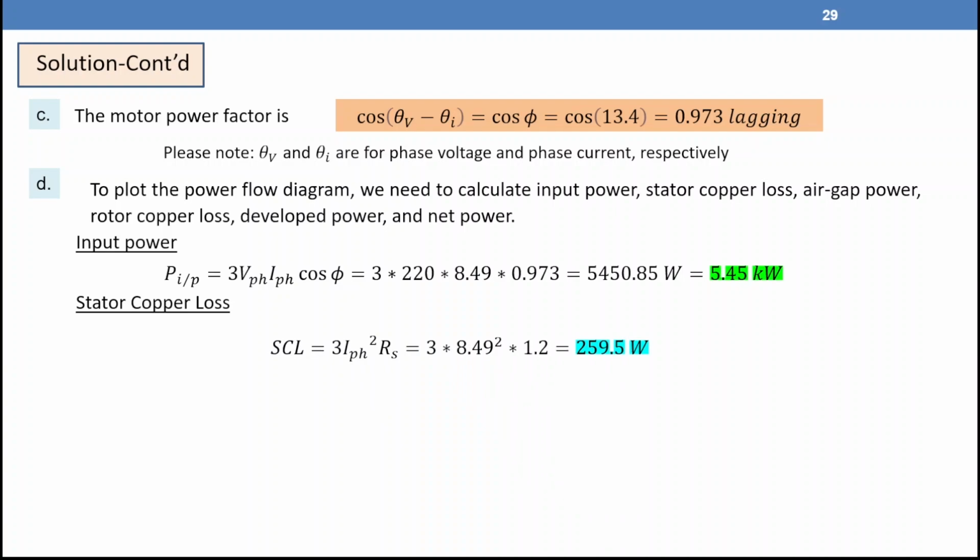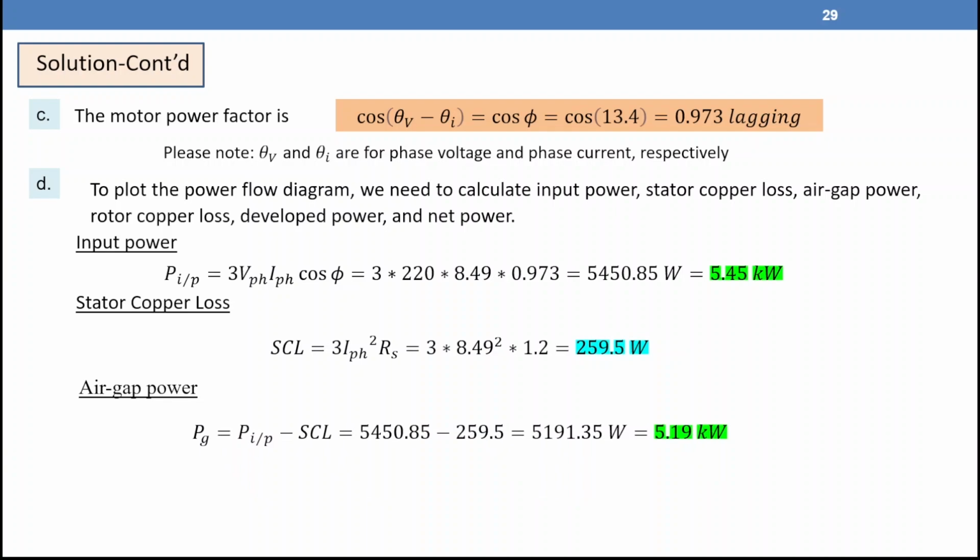Phase value for the stator copper loss, so that one gives us roughly 260 watt. I changed the color between the results. The green one is useful power, and the blue color will be something like losses.